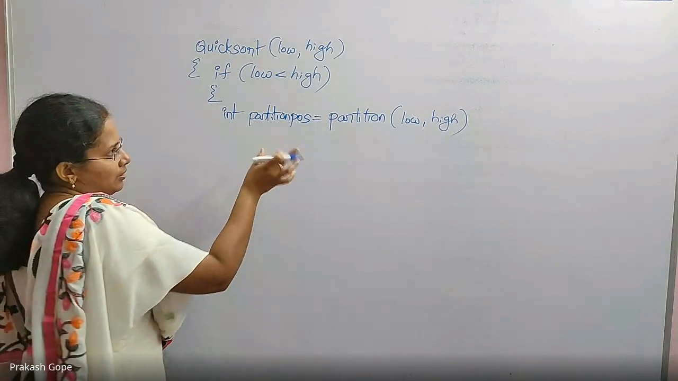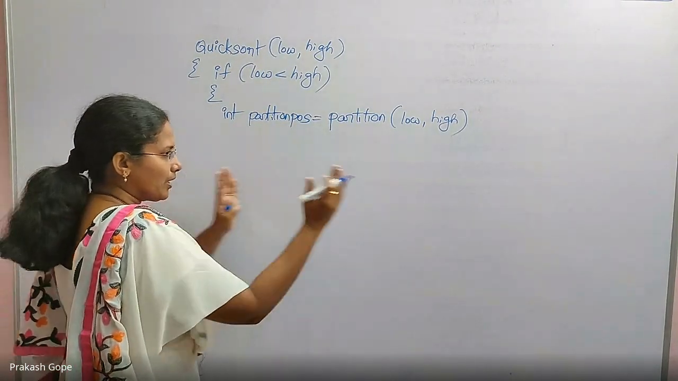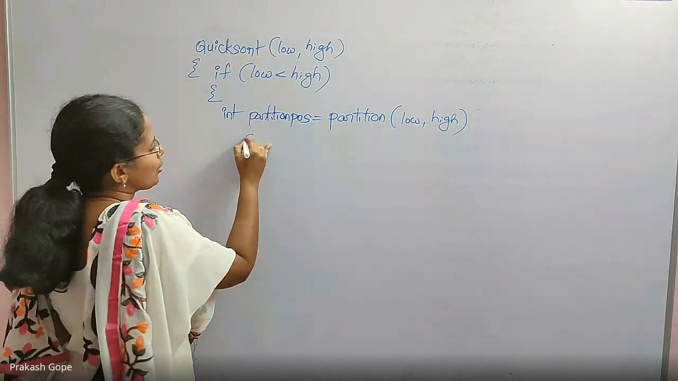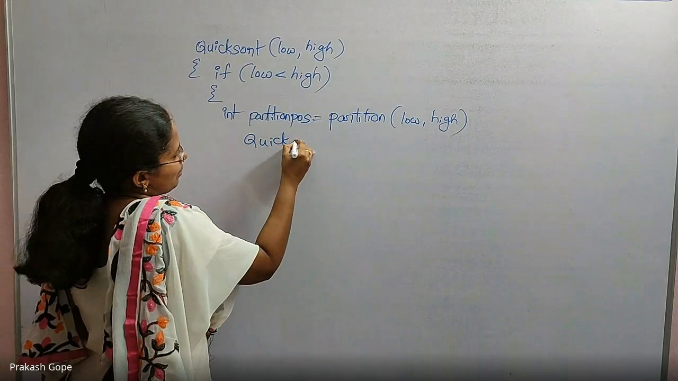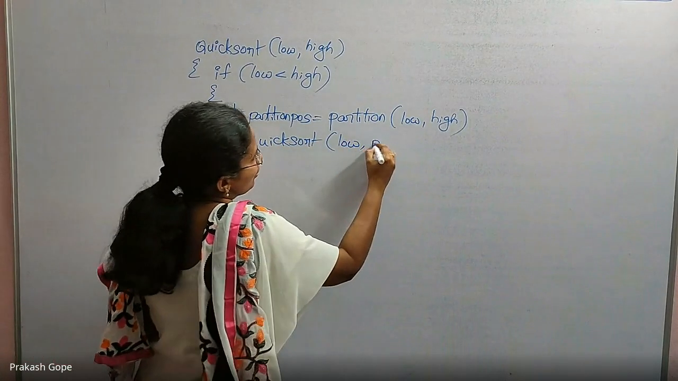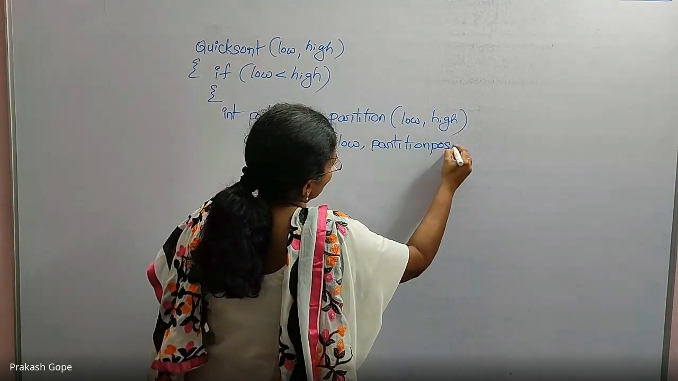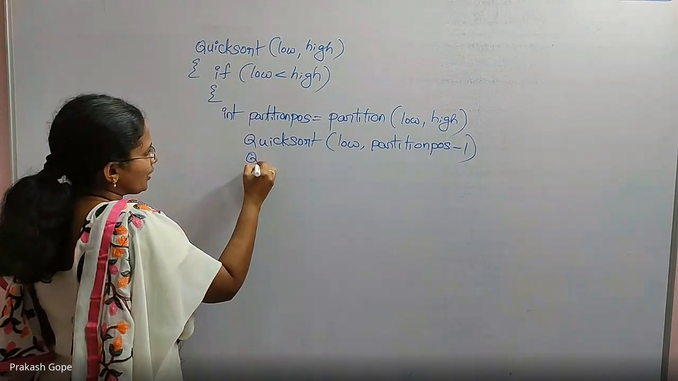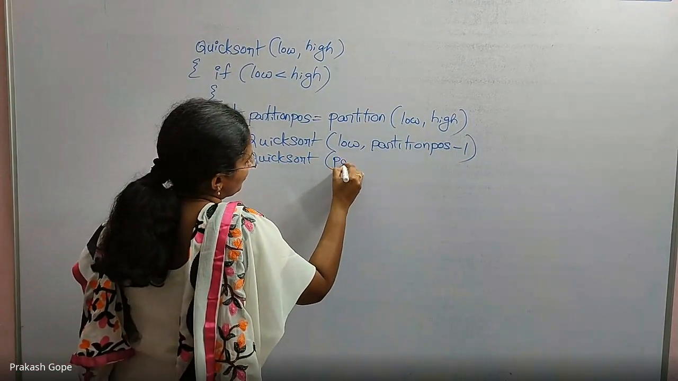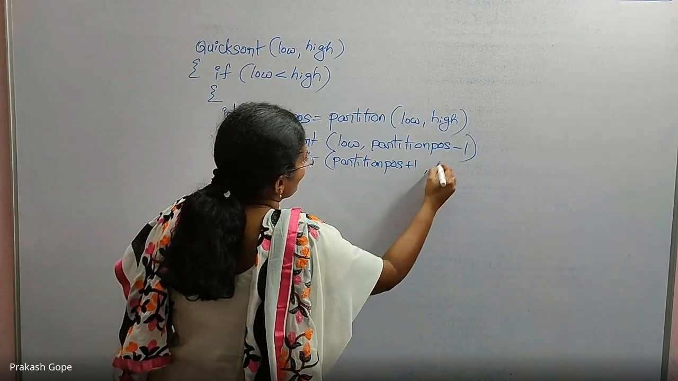Okay. Now, once I get this partition position, up to that is one part, from there onwards is the second half. I will write quicksort on both of them. So apply quicksort on the first part also, that is from low to partition position -1. Also quicksort from partition position +1 to high.